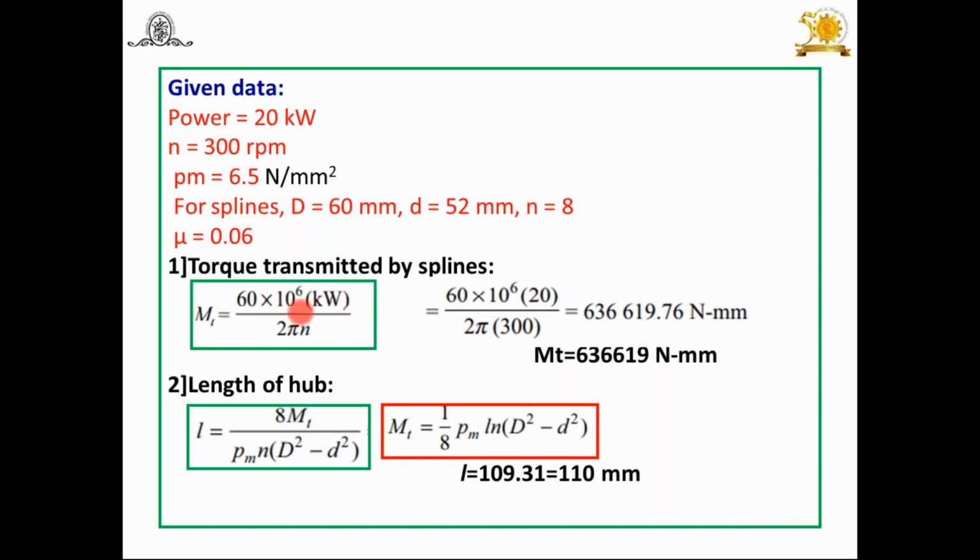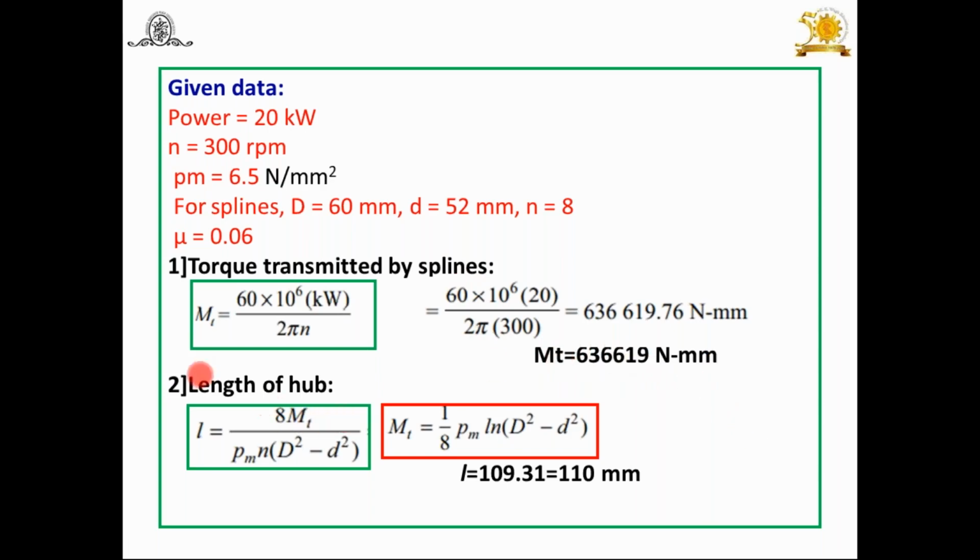Power is in kilowatt, that's why multiplied by 10 raised to 6. So what you will get here, find out Mt. The Mt is equal to 60 into power upon 2 pi n, power in kilowatt, that's why multiplied by 10 raised to 6. So you will get here torque, the torque Mt is equal to 6,36,619 Newton mm. Try to understand. This is the torque transmitted by the spline.